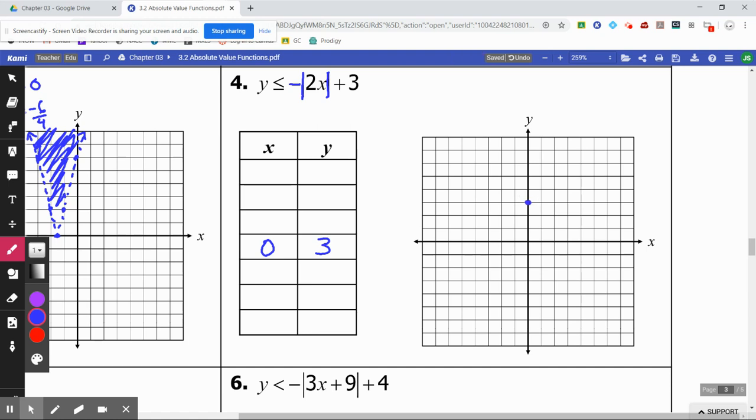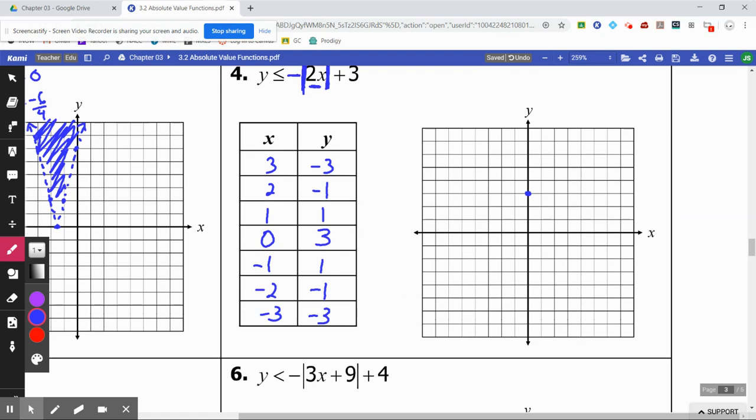Pick some points on each side. We can go 1, 2, and 3 on one side, -1, -2, and -3 on the other side. Let's plug those in. Now, as you plug these in, I do need to remind you to make sure you multiply first, then make it positive if it's negative. So multiply first, take the absolute value, and then whatever you get, put a negative in front of it. Okay, and then you'll add 3.